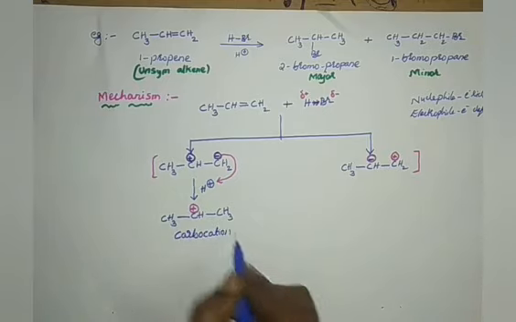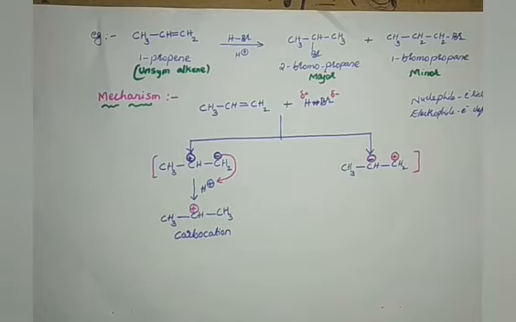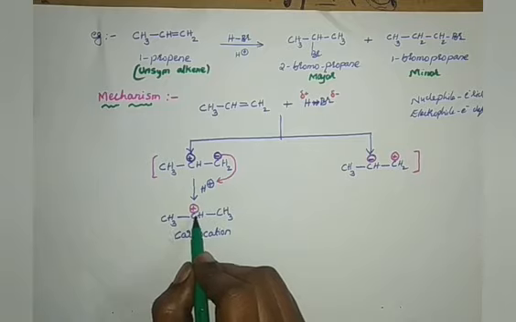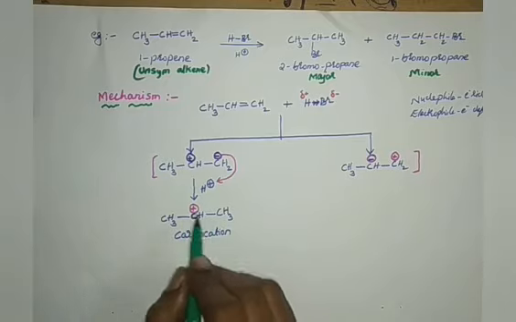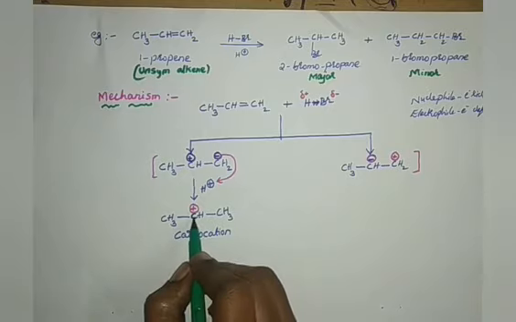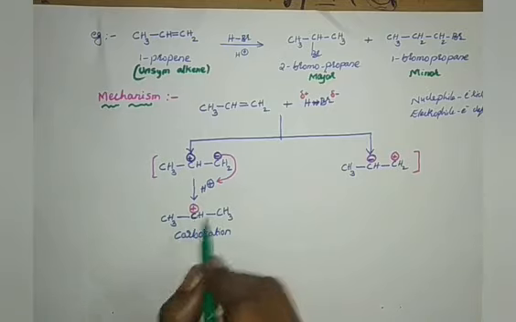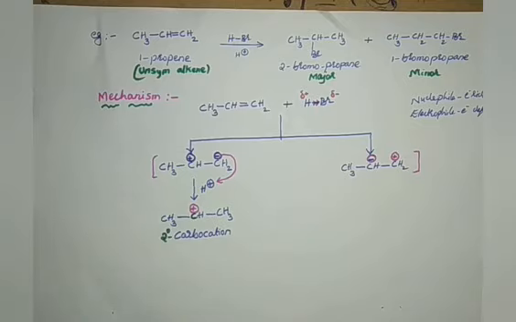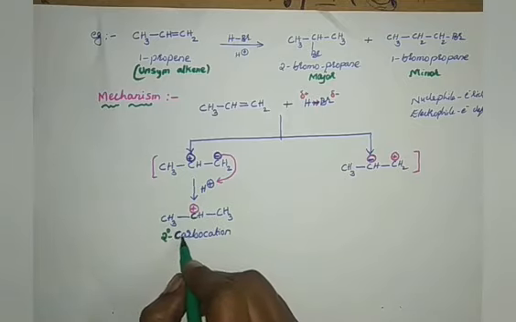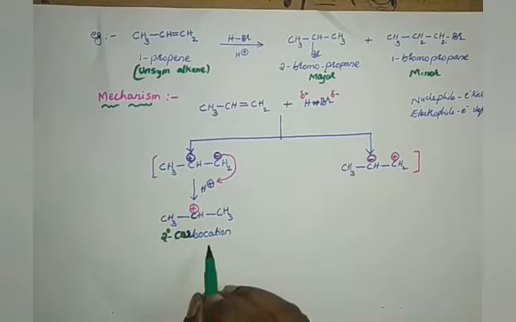Carbocation. But which carbocation? We know primary, secondary, tertiary carbons, right? So this carbon is attached to 2 more carbons on adjacent positions and it is a carbocation. So the carbon is attached to 2 more carbons. I say it is a secondary carbocation. It is the secondary carbocation.